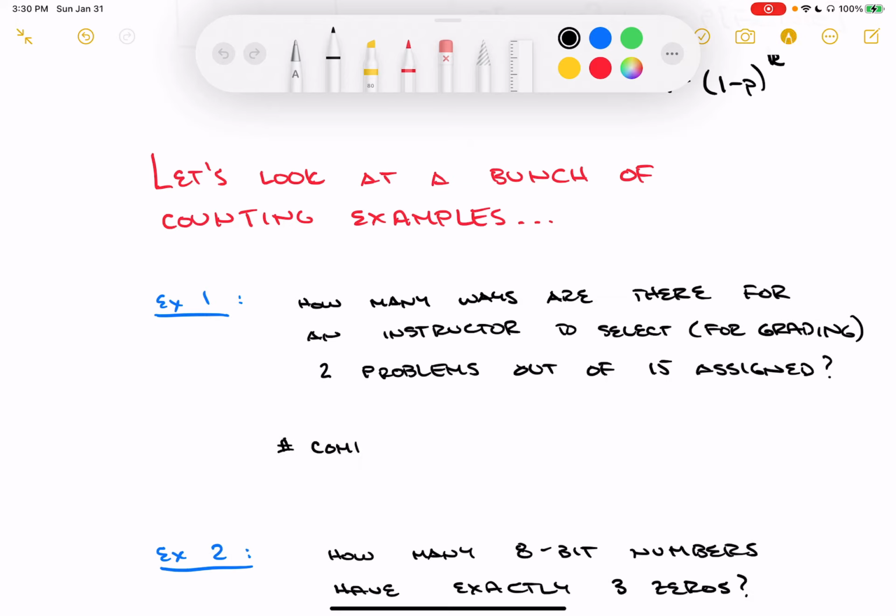So the number of combos, the number of ways that we can do that is just going to be, I have 15 things and I need to choose 2 of them because order doesn't matter. The order of that selection doesn't matter. So I'm going to have 15 factorial over 15 minus 2 is 13 factorial and 2 factorial. If I go through that and calculate that out, I'm going to have 15 times 14 divided by 2, and that's going to give me 105. So there would be 105 different ways that I could pick a couple problems out of 15 for grading.